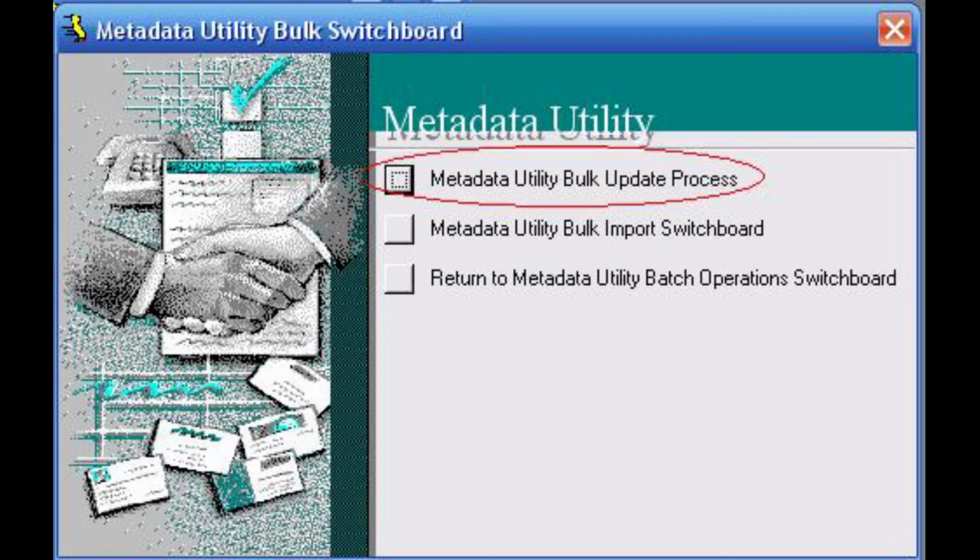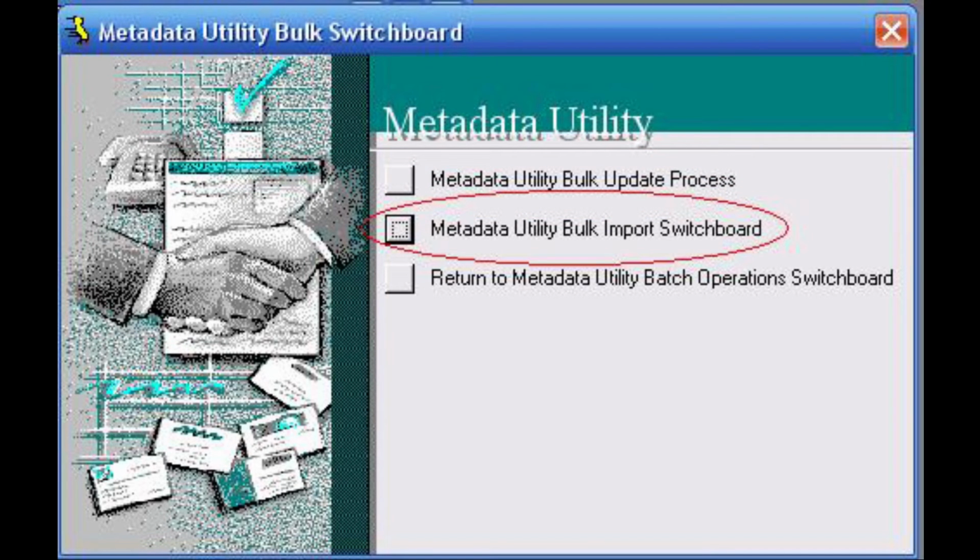Once in Metadata Utilities Bulk Switchboard, we will have the following options. First option would be Metadata Utility Bulk Update Process. And our second option available will be Metadata Utility Bulk Import Switchboard.